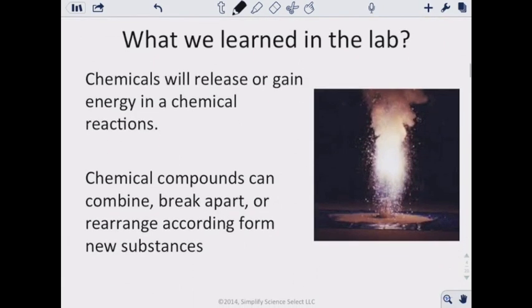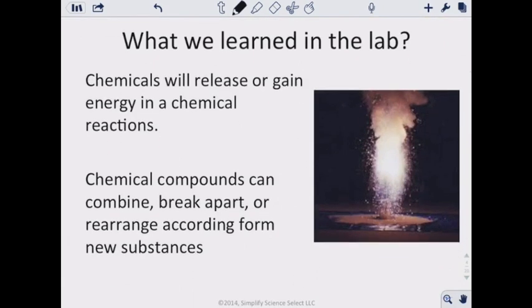What we learned in the lab is that chemicals will release or gain energy in a chemical reaction. We call this endothermic or exothermic reactions. And that chemical compounds can combine, break apart, or rearrange to form new substances. When they're doing this, everything's going to rearrange so that it makes something new and most energetically favorable.